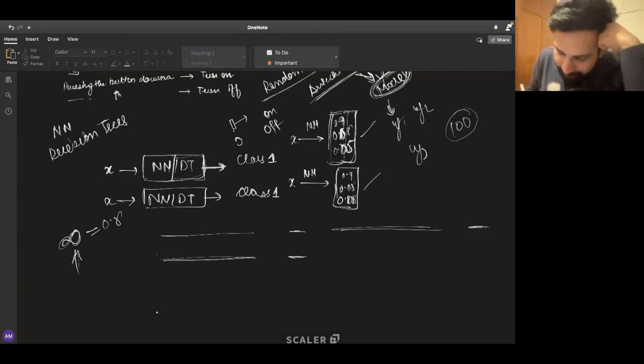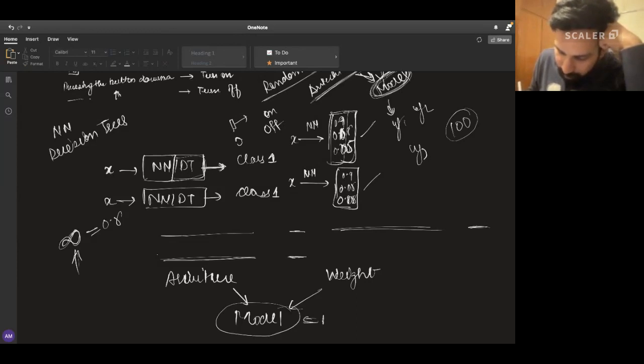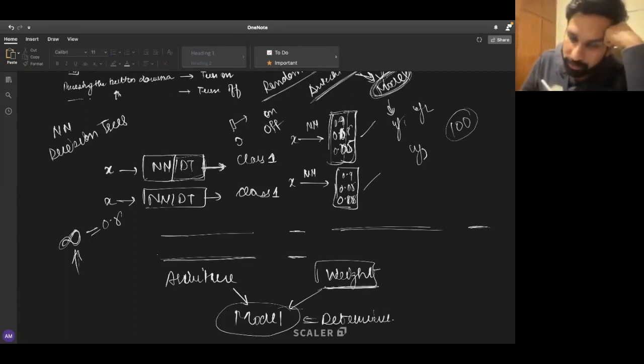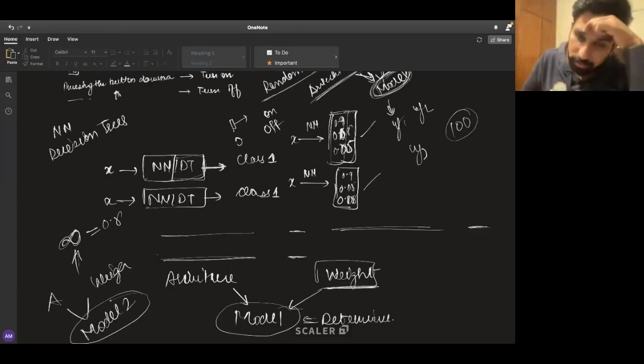So what I said is a model is defined by two things. One is the weights, and two is its architecture. What I'm saying is this model is deterministic. When I'm saying this model is deterministic, I am locking down the weights already. I'm saying that I have learned the model and this is the weights. If there is another set of weights and architecture, I'll call it probably model 2. I won't even call this the same model.